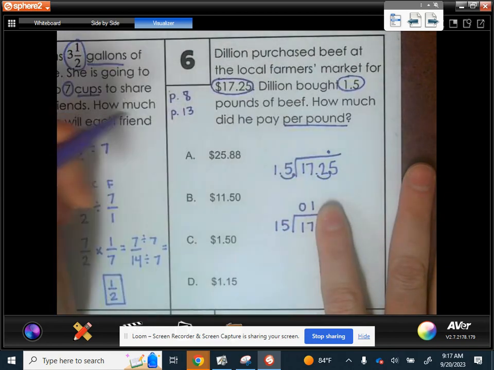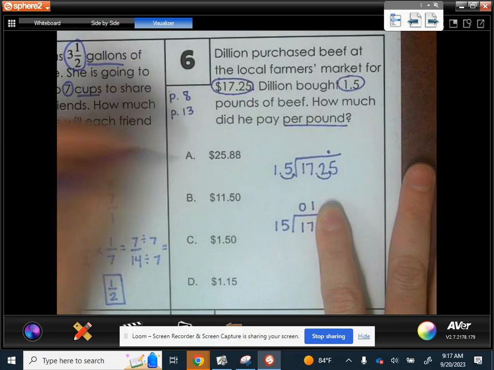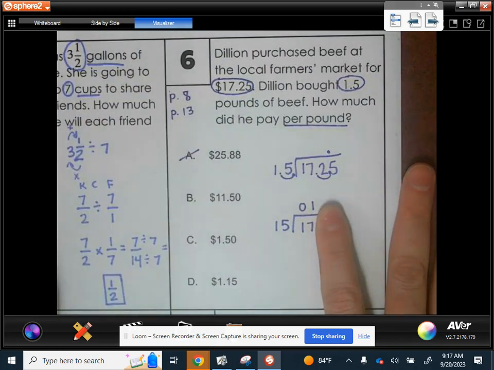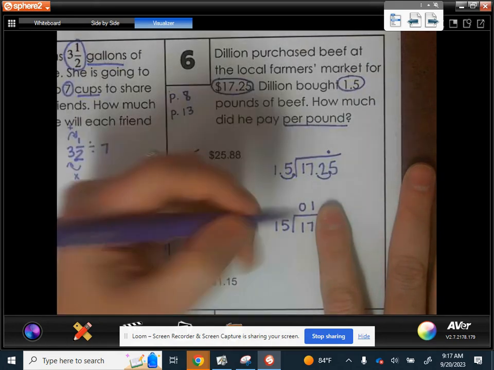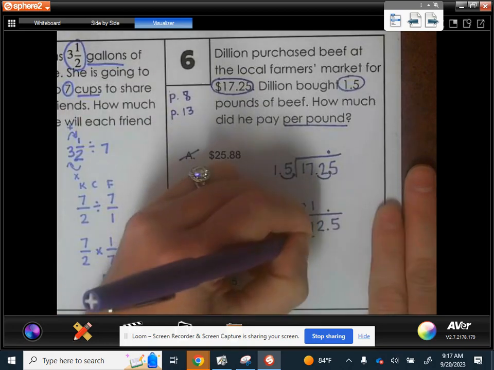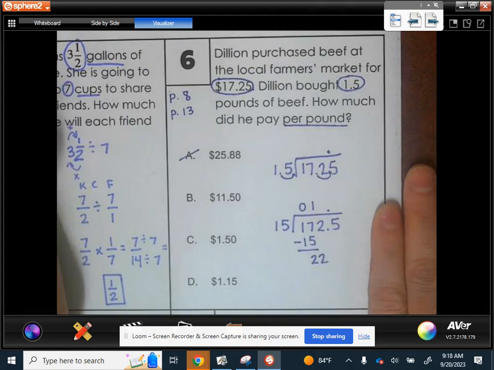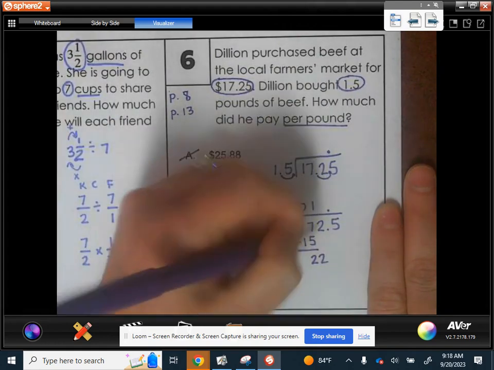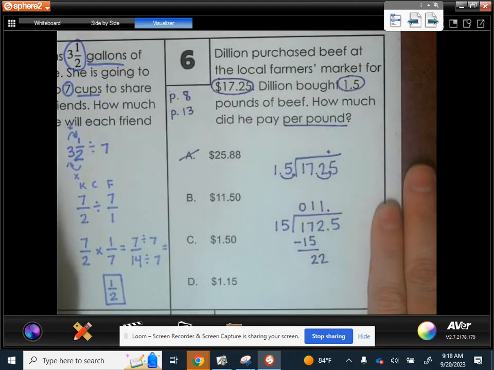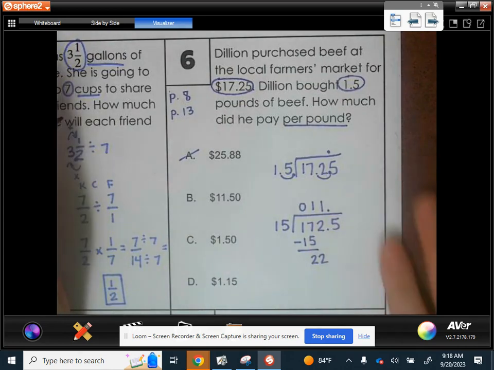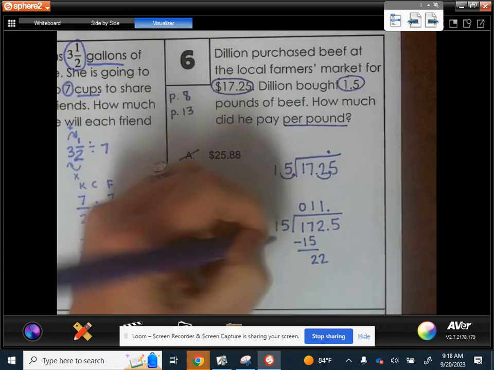Okay, so already I can look and see, I can get rid of answer choice A. Because first of all, why would it cost more for 1 pound than it did for 1.5 pounds? That doesn't make sense. But also, it doesn't start with 1, so I know it's not my answer. 15 times 1 is 15. I subtract, I bring down my next number. 15 goes into 22 1 time again. Okay, so again, even without finishing, I can already tell which answer is my answer choice, but let's keep going.